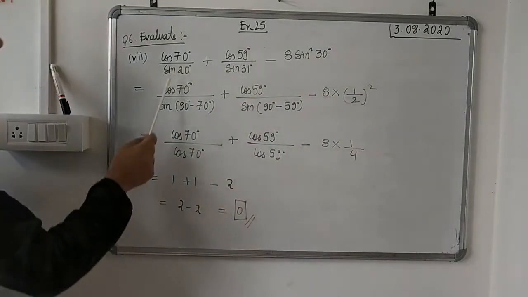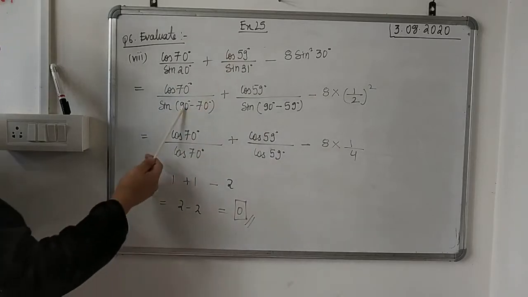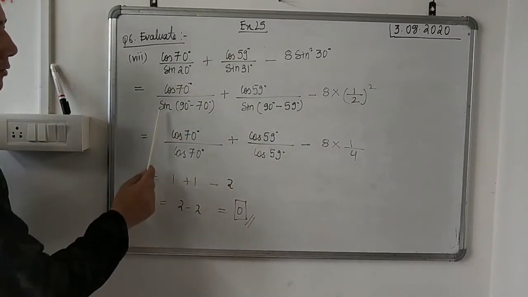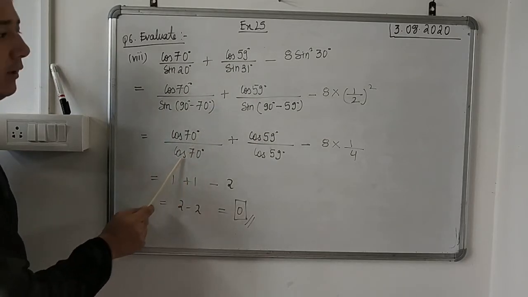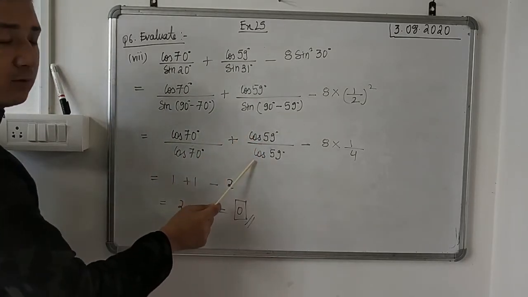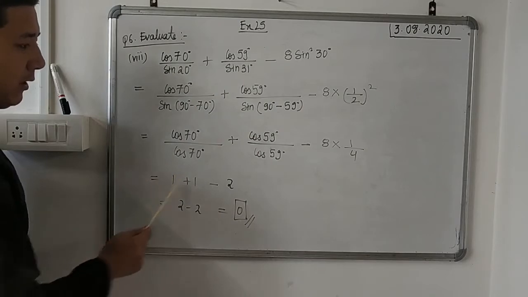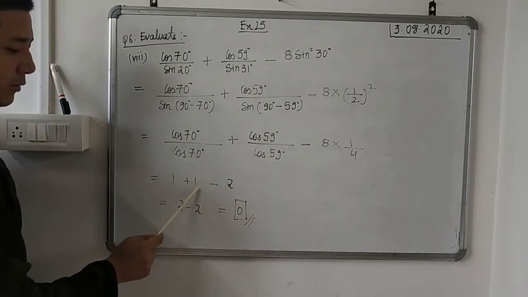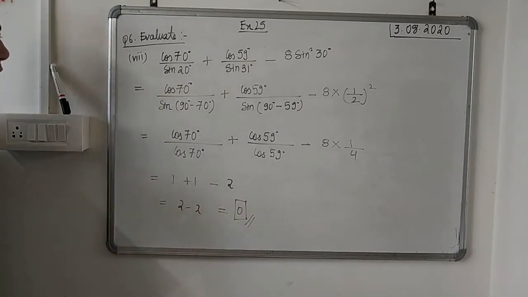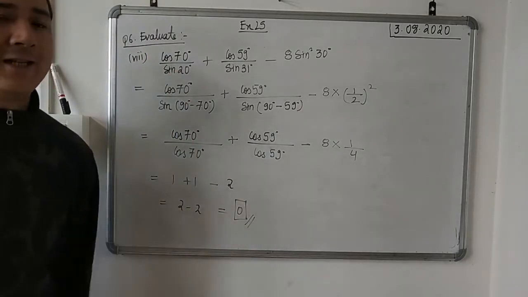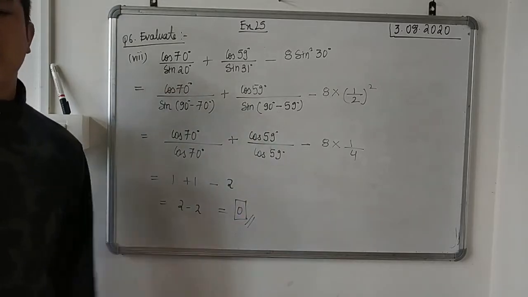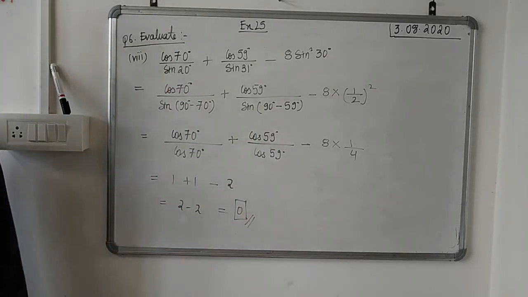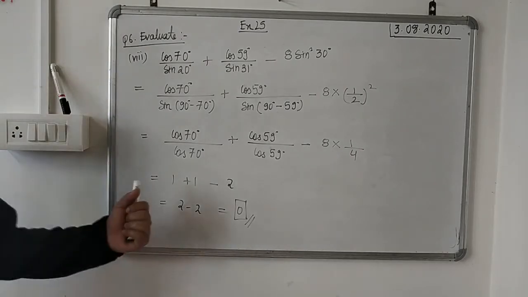Now you know the sum is 90, so you change the denominator as sine(90 minus 70), sine(90 minus 59). So sine(90 minus 70) is cos 70, sine(90 minus 59) is cos 59. This gone 1, this gone 1, and 4 1s are 4, 2s are 2, so 1 plus 1 is 2, 2 minus 2 is 0. So there's nothing to make understand out here. Very simple, very straightforward and easy. I hope you people have got this. So the solution is out here. Note it down. Pause the video. Okay.